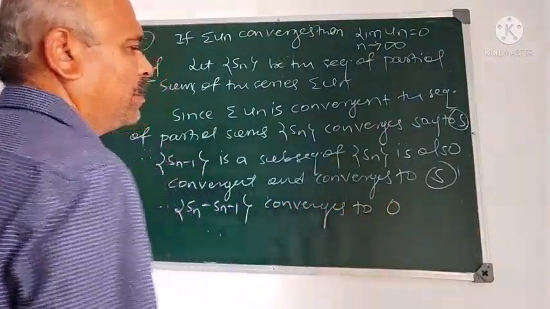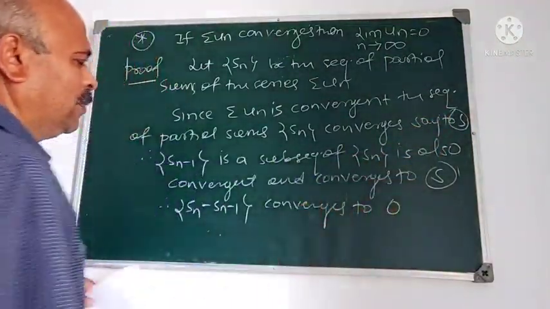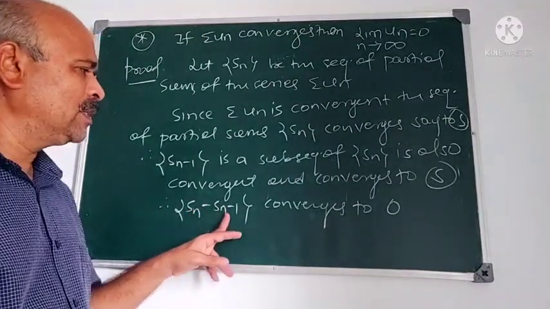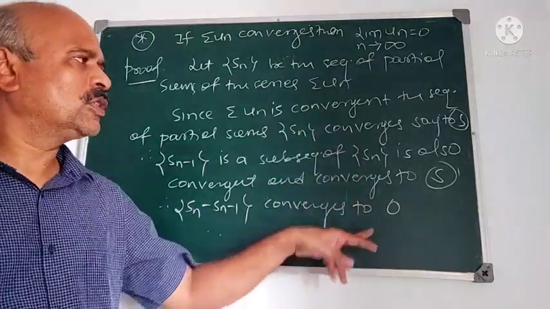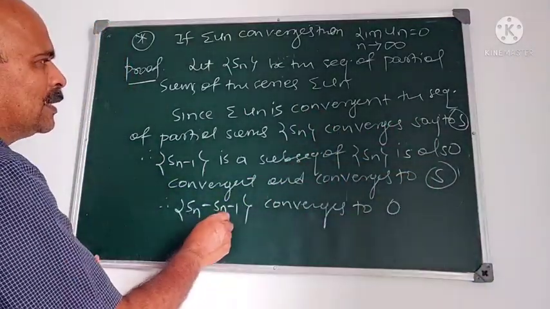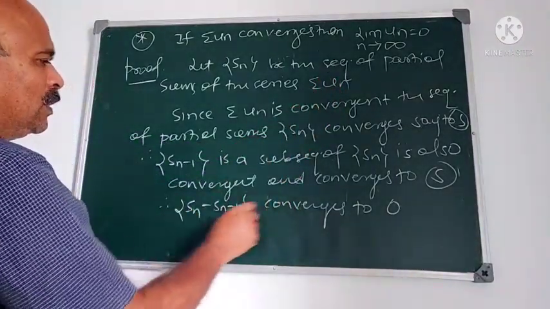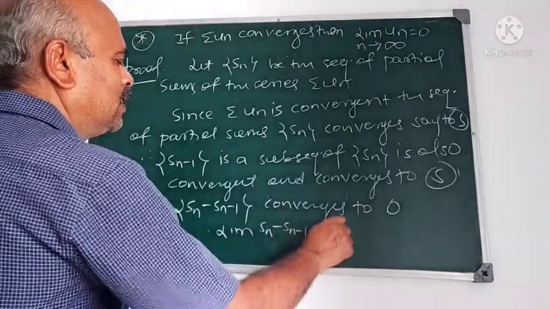Therefore, Sn minus 1 converges to L minus L, because limit of an minus bn is a minus b, that algebra of limits you have studied. S minus S, that is 0. But what is this Sn minus 1? Sn converges to S. Limit Sn minus 1 is 0.